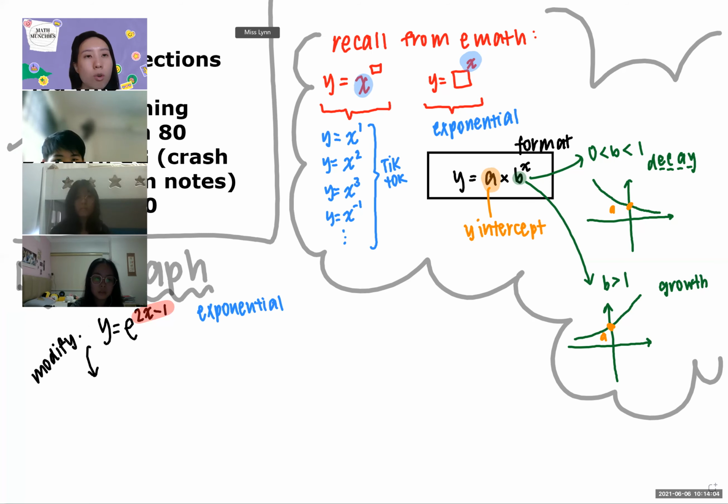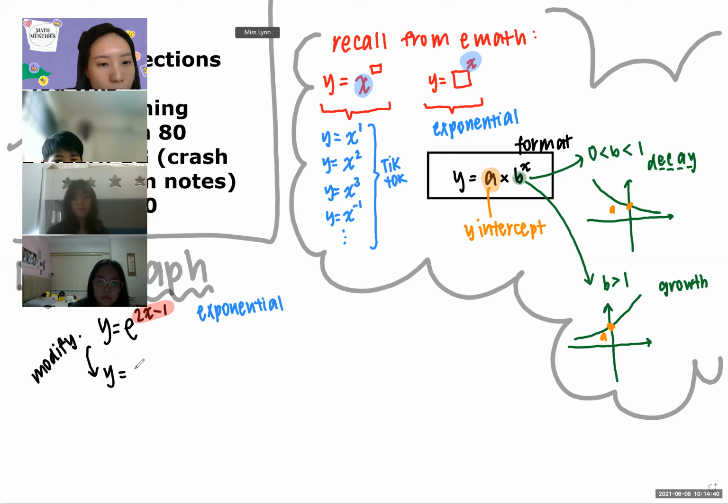Still cannot, because the format says it has to be b to the power of x. This means the power can only have x, nothing else. Right now it's in a very raw form, 2x minus 1. It needs to be just in terms of x. So it's not fully modified yet. How are we going to modify it? Split up the powers. Very good.